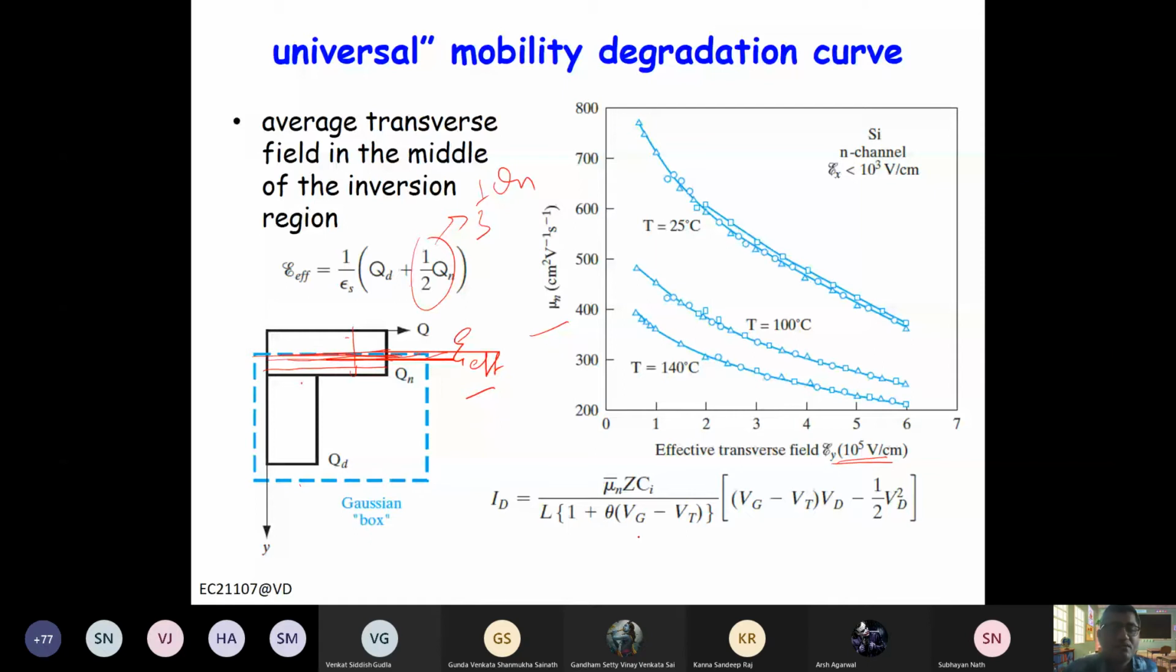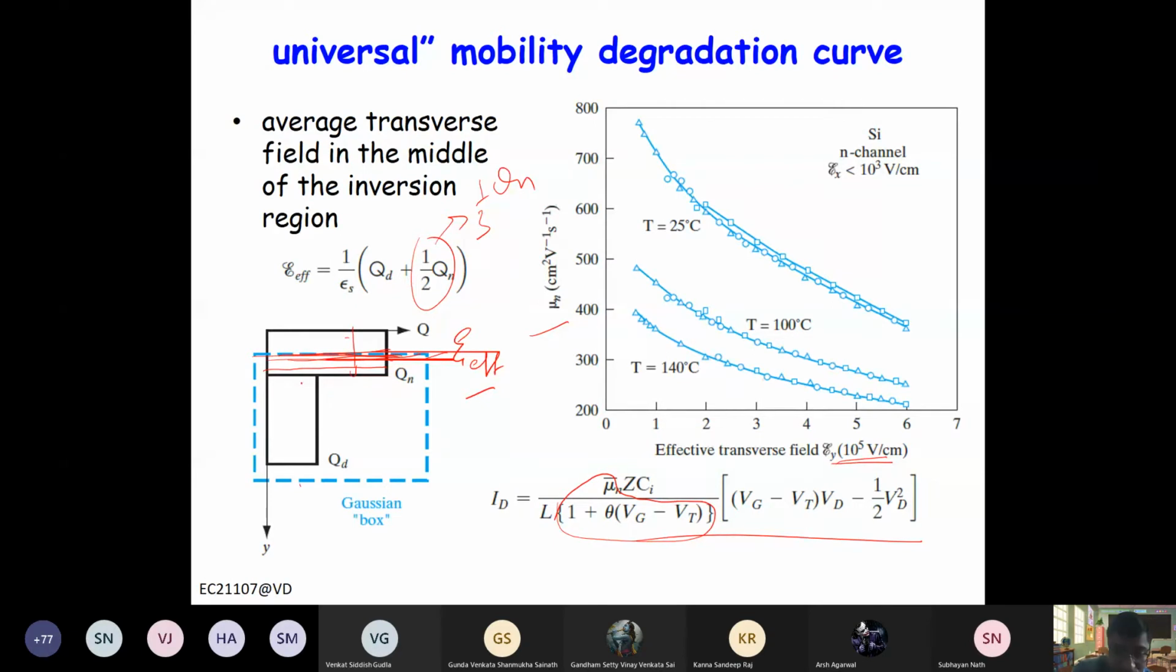And this curve is called the universal mobility degradation curve. Of course, now you substitute mu by mu modified, so mu n by 1 plus theta times (Vg minus Vt), right? And the rest of the equation remains the same. So this is the universal mobility degradation curve.